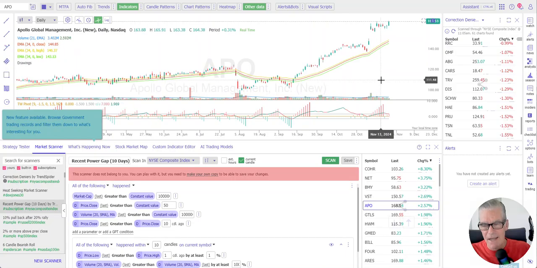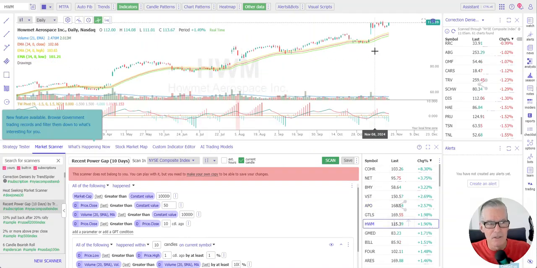APO is in that asset management group. It's one of the best. Here's your big gap up. Nice sideways consolidation, breakout move today. HWM is a defense aerospace play. Here's your gap up. Nice sideways consolidation.